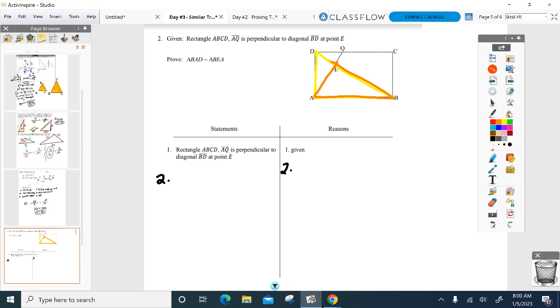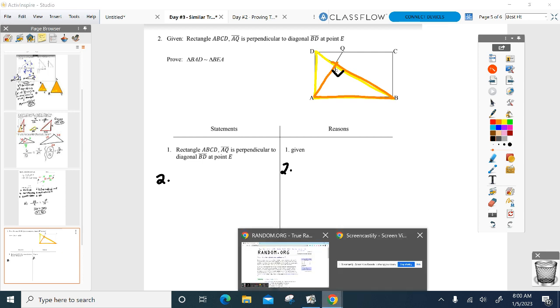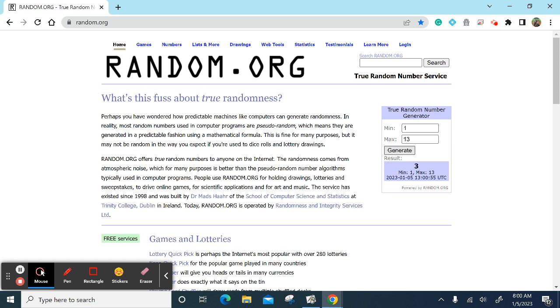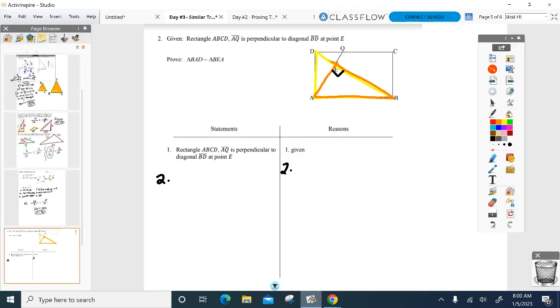I've got the whole thing's a rectangle, and AQ is perpendicular to diagonal BD. And I know something about perpendicular lines there. Anybody see any of the angles we're going to need? Because we need AA, right? So where's one A in this diagram? Where's one pair of angles you can see are congruent up there? Talk me through it if you can.